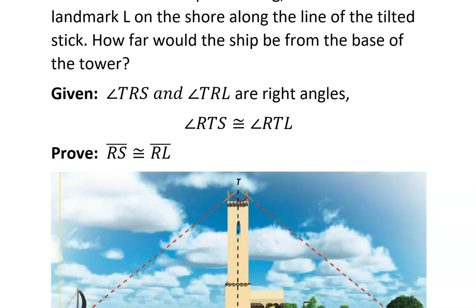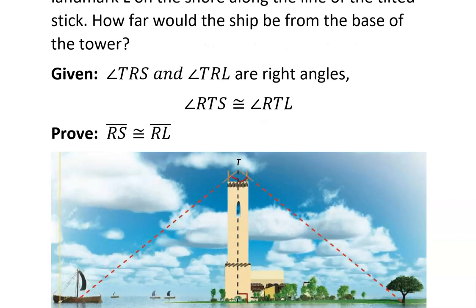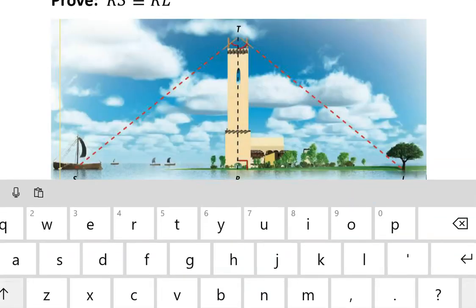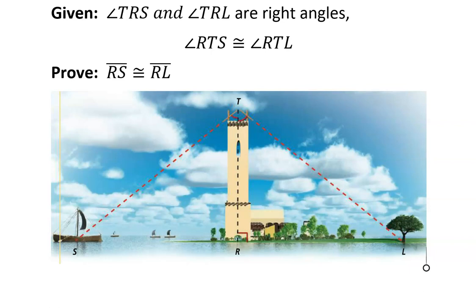With this compass setting, he would find a landmark L on the shore along the line of the tilted stick. How far would the ship be from the base of the tower? Thank goodness they gave us a picture, because that's a lot in one paragraph.